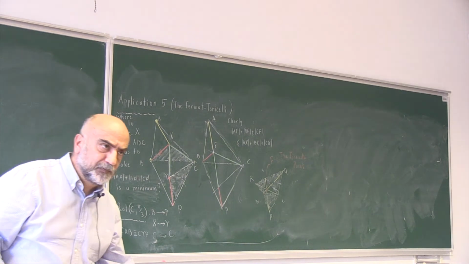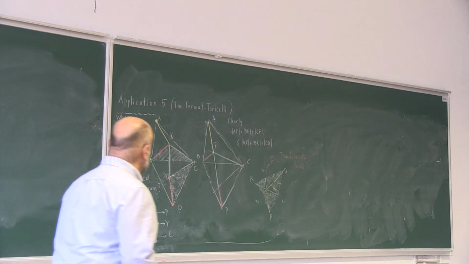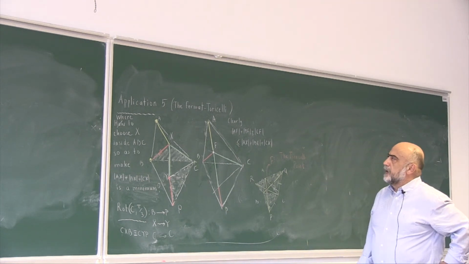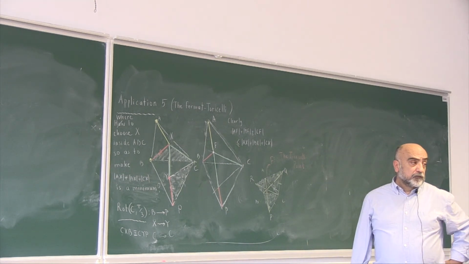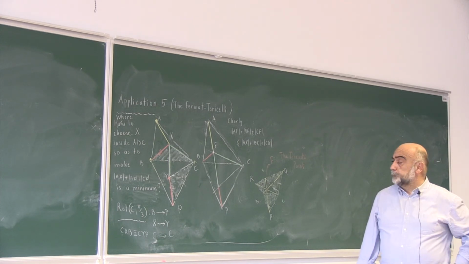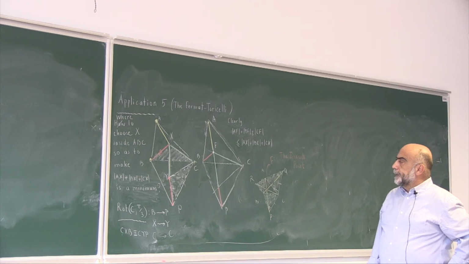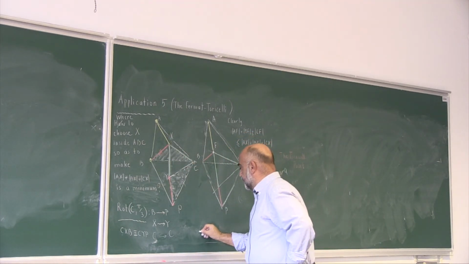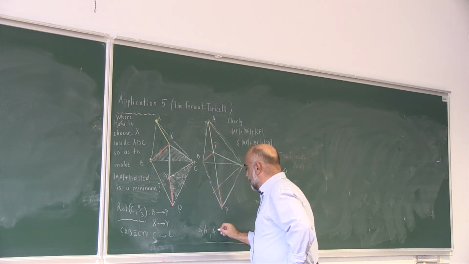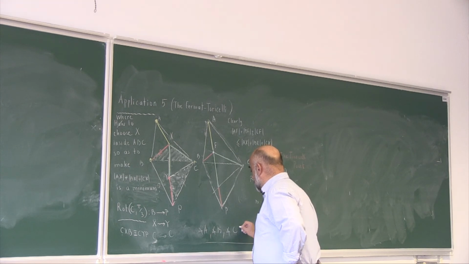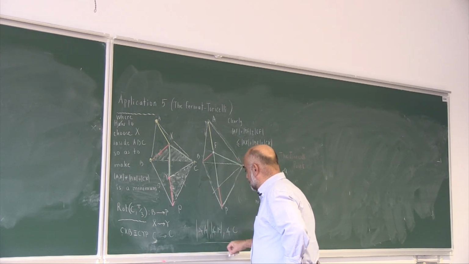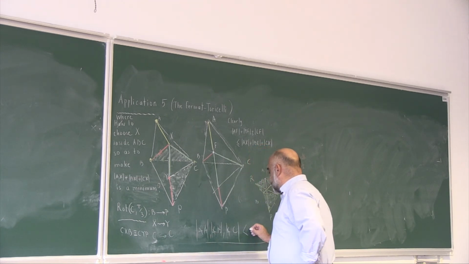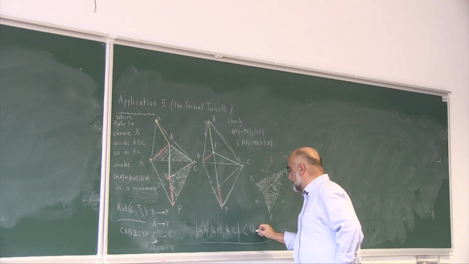There is one shortcoming in this problem. In order for this argument to work, the angles of the triangle, all three angles, angle A, angle B, and angle C, must all be strictly less than 120 degrees.